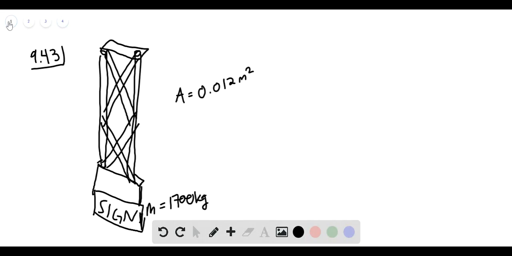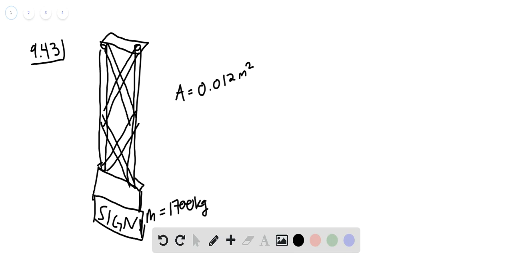All right, so this is chapter 9, problem 43. We have a sign with a mass of 1,700 kilograms hanging from the bottom end of a vertical steel girder with a cross-sectional area of 0.012 meters squared. A, what is the stress within the girder? B, what is the strain on the girder? And C, if the girder is 9.5 meters long, how much is it lengthened when the sign is hanging from it?